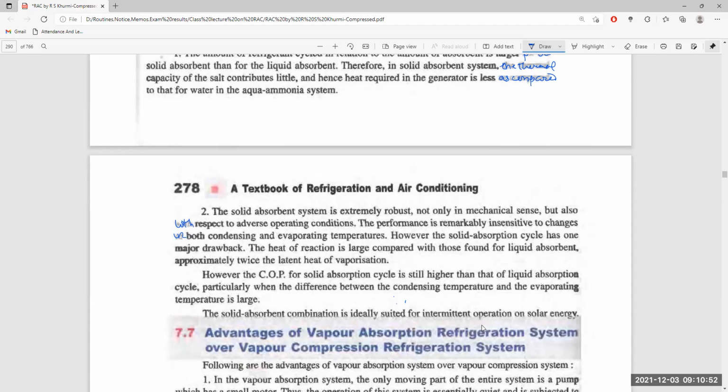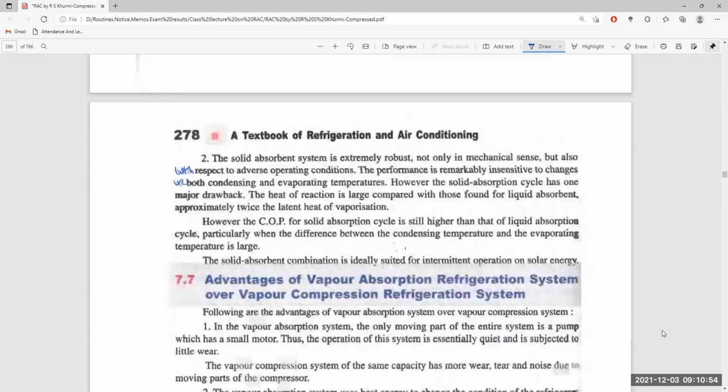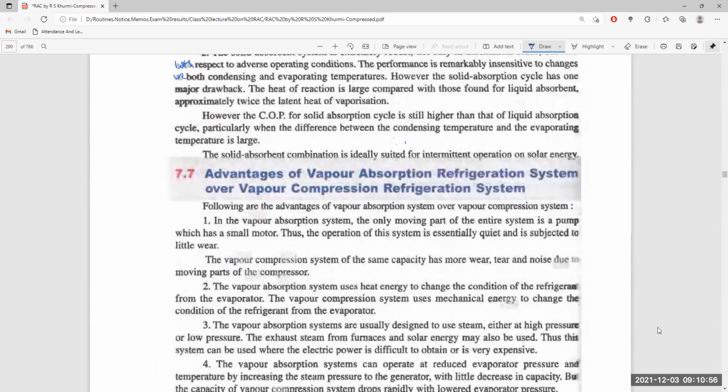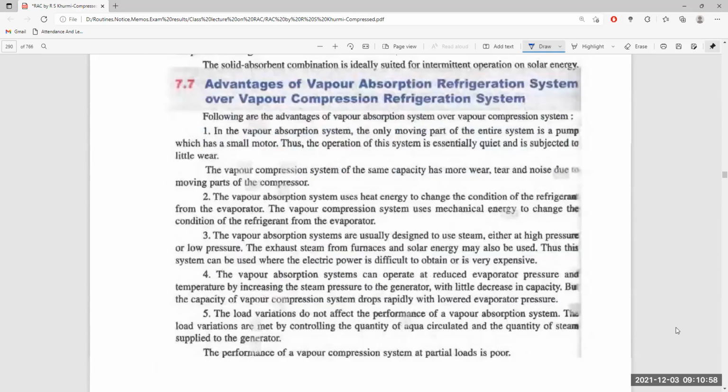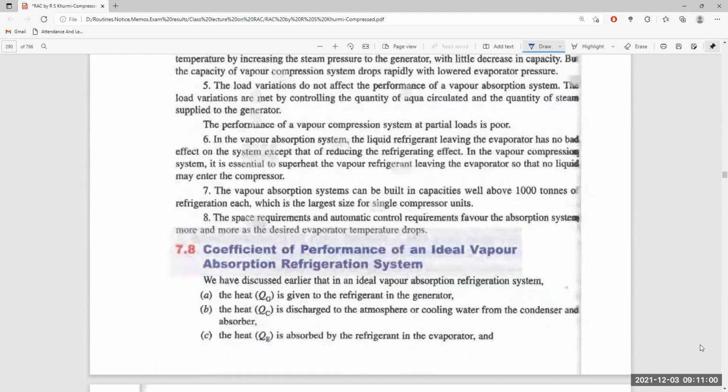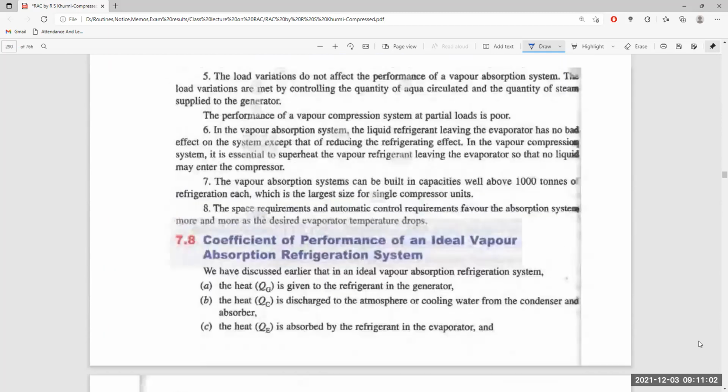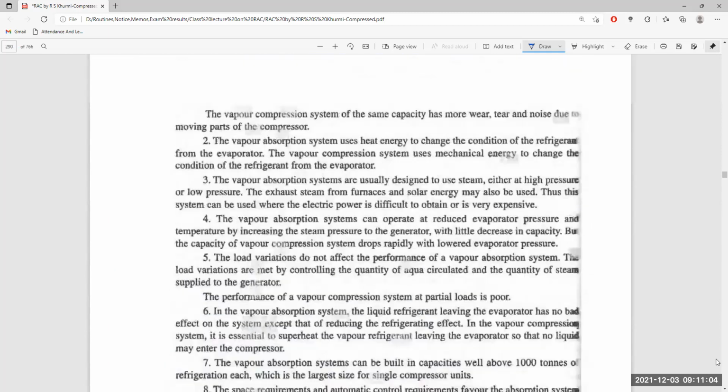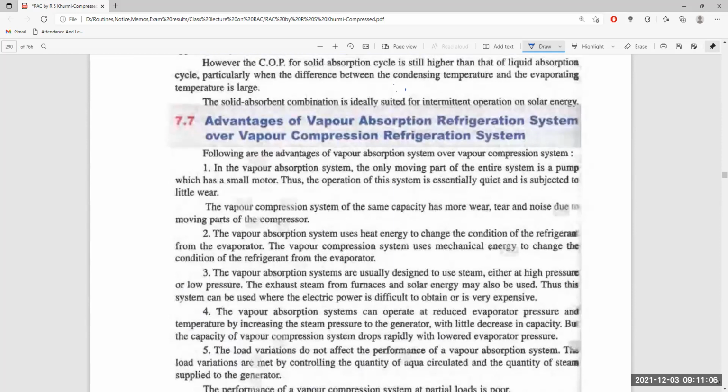The advantages of the vapor absorption refrigeration system over the compression refrigeration system. Let us go through that difference. What is the advantage of vapor absorption over the compression system?